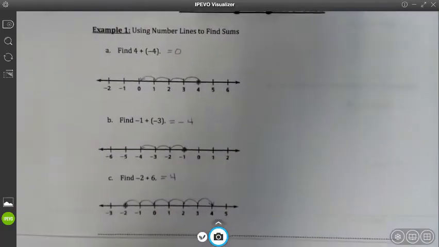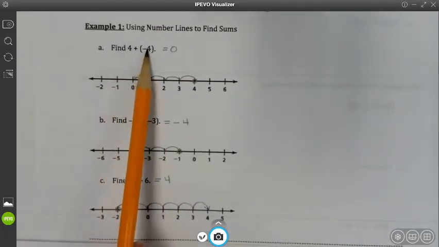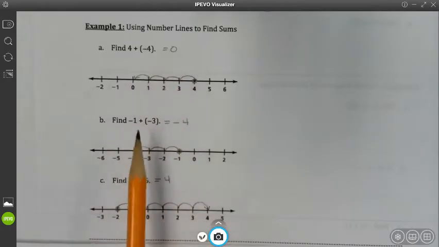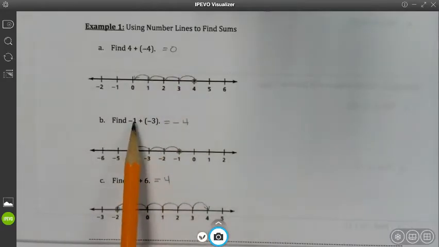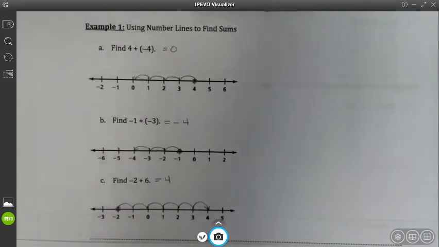So if we take a look at all three of these, we'll notice that opposites added together will give us 0. Adding two negatives together will give us a more negative number. And for part C, it kind of depends on the problem, and we'll get into that a little bit more in a bit.